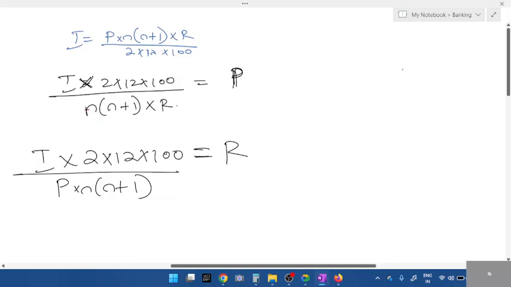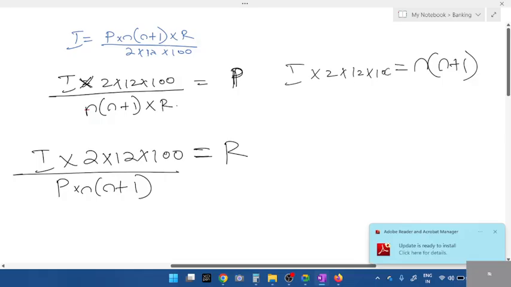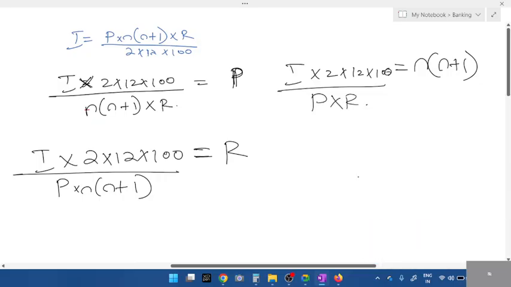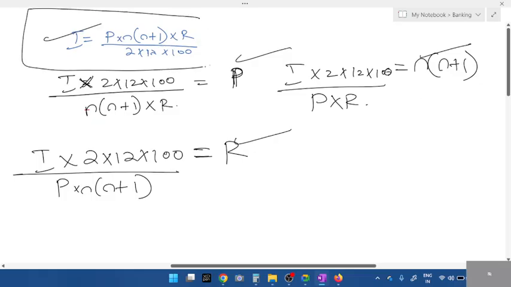How do you find n value, students? If you want to find n into (n plus 1), shift all the other terms to the other side. I into 2 into 12 into 100 divided by, what are the remaining values? P into R. Okay, you should know this concept. These are the possible questions. See, we got a formula for I, for P, for R, for n into (n plus 1). Don't memorize anything. The blue one is the important one. Memorize only this.